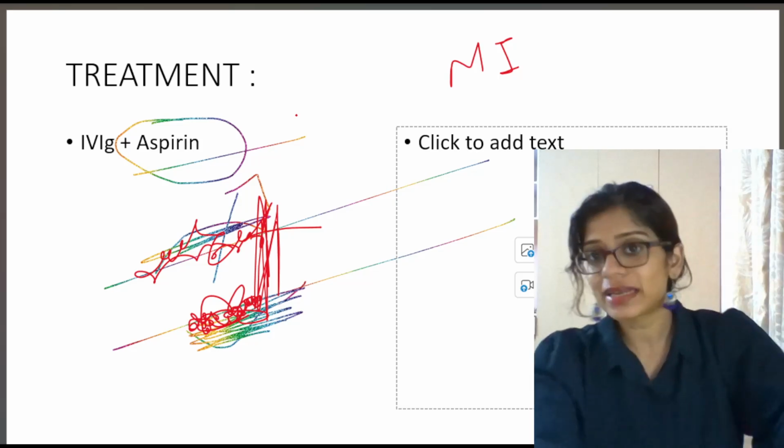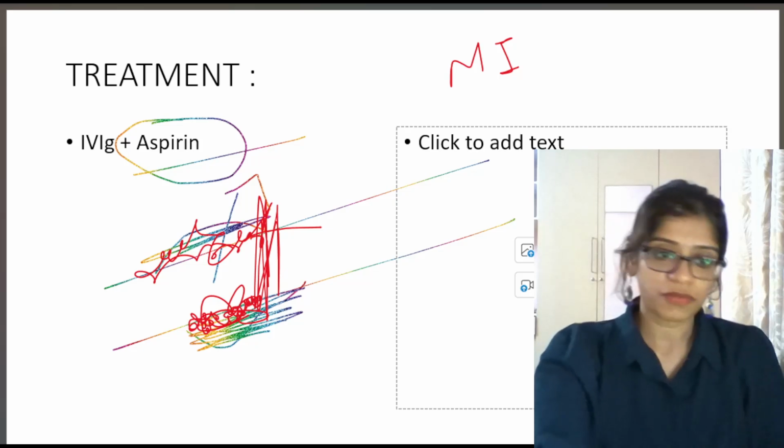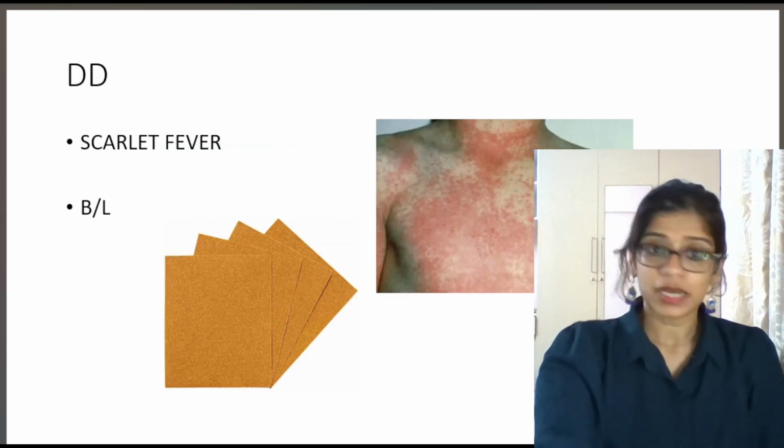Aspirin has an anti-platelet effect, so it prevents this thrombus formation, and also it brings down the fever. All right. Okay. Differential diagnosis.